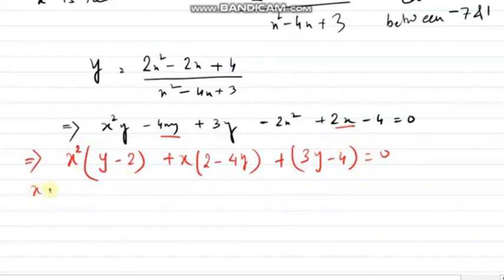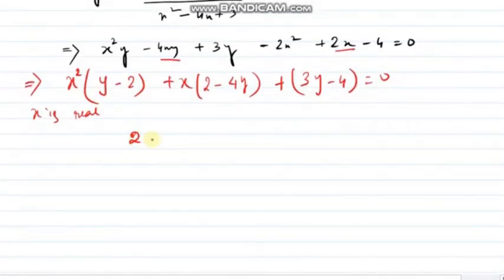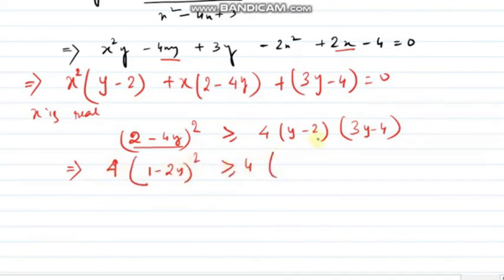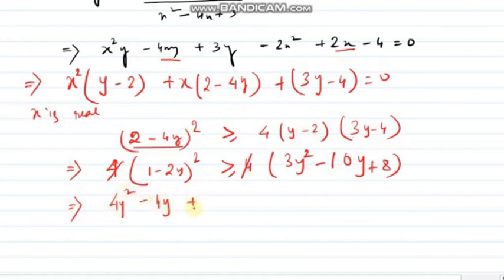As I know my x is real. What is the meaning of x is real? Discriminant is, yes, greater than or equal to 0. Be very careful. So can we write 2 minus 4y whole square is greater than or equal to 4 into y minus 2 into 3y minus 4. So if I take 2 common from these two, outside it will be 4. 1 minus 2y whole square is greater than or equal to 4 into, if I cross multiply, 3y square minus 6y minus 4y, that is minus 10y plus 8. 4 cancels out. So this will be 4y square minus 4y plus 1 minus 3y square plus 10y minus 8 greater than or equal to 0, taking all the terms to one side.